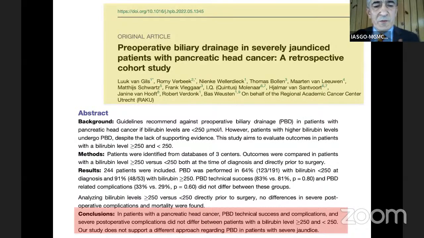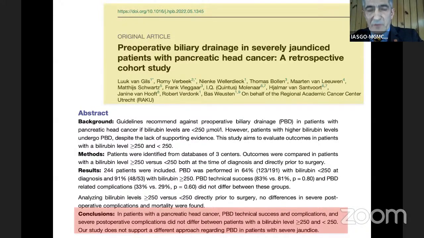This is another paper in patients with pancreatic head cancer. Technical success, complications, and severe postoperative complications didn't differ between patients with a bilirubin level of more than around 14 or 15 and less than 14. So they conclude that their study does not support a different approach regarding percutaneous biliary drainage in patients with severe jaundice.